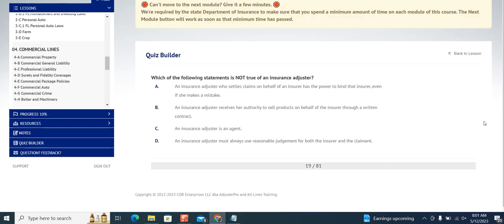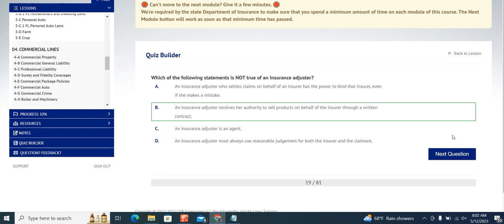Which of the following statements is not true of an insurance adjuster? Okay, an insurance adjuster is an agent. An insurance adjuster must always use reasonable judgment for both the insurer and the complainant. Okay, both of them sound true. An insurance adjuster receives her authority to sell products on behalf of the insurer. Sell? I don't think we do no selling no products. I don't know about that one. An insurance adjuster who sells claims on behalf of an insurer has the power to bind an insurer. Okay, we're gonna go with B. We don't sell no products, to my knowledge.